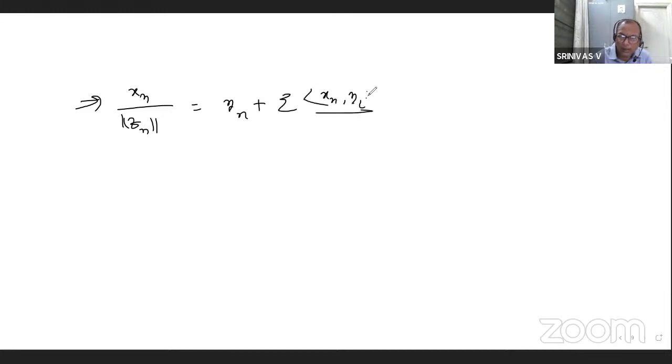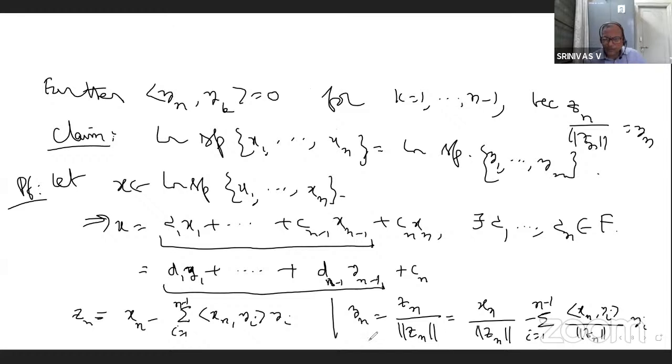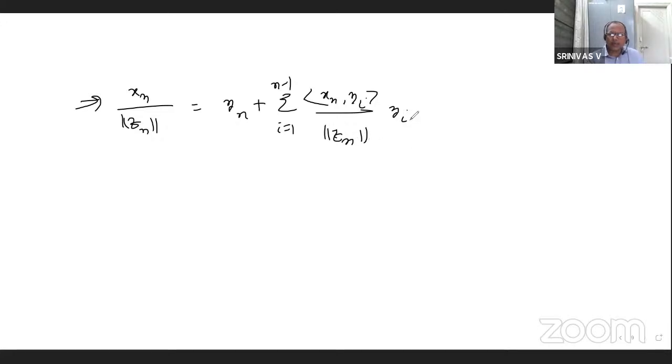Okay, so this implies that xn by norm Zn is equal to yn plus sigma xn comma yi by norm Zn into yi, i equal to 1 to n minus 1. I have taken these things to the other side. So it is yn plus sigma this thing. Okay, and this is a linear combination of y1 up to yn minus 1, y1 up to yn. Okay, so this is a linear combination of y1 to yn.